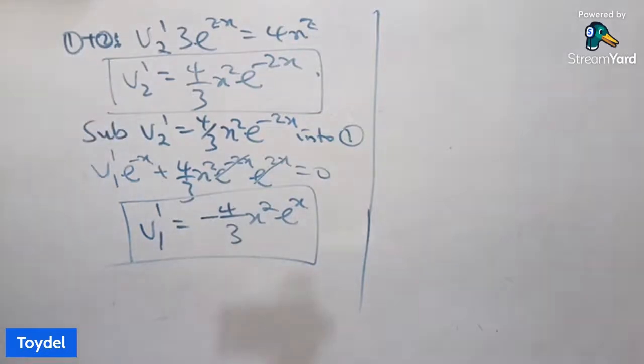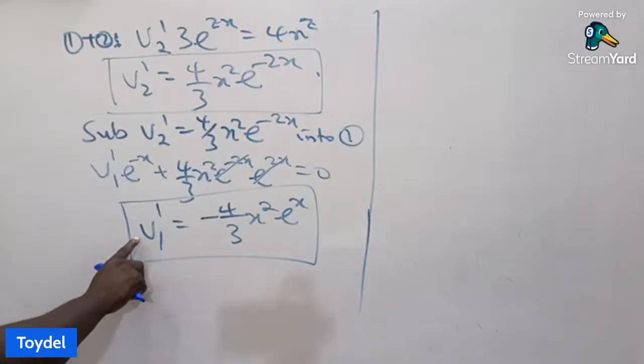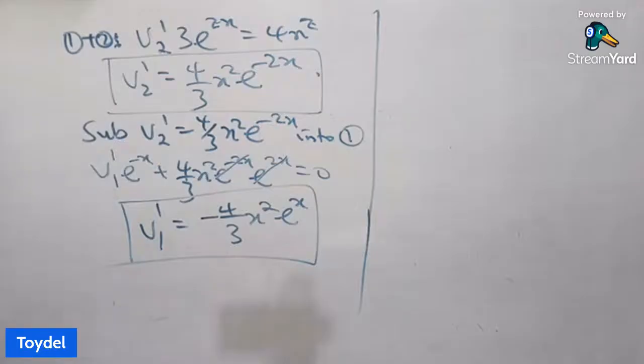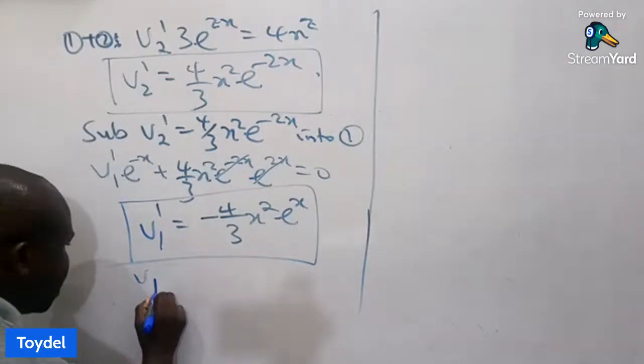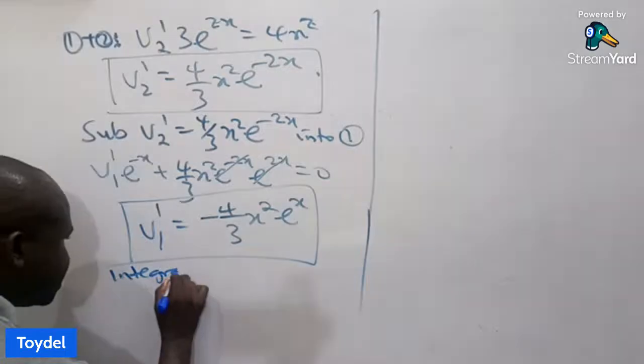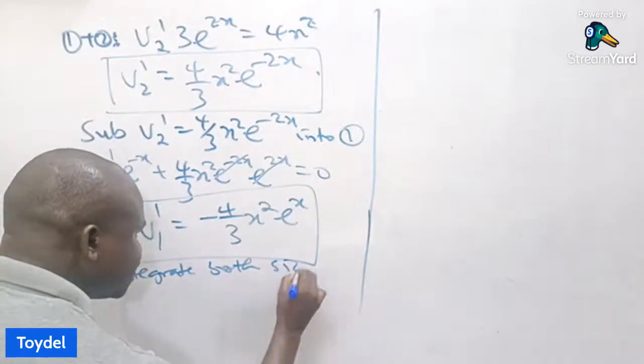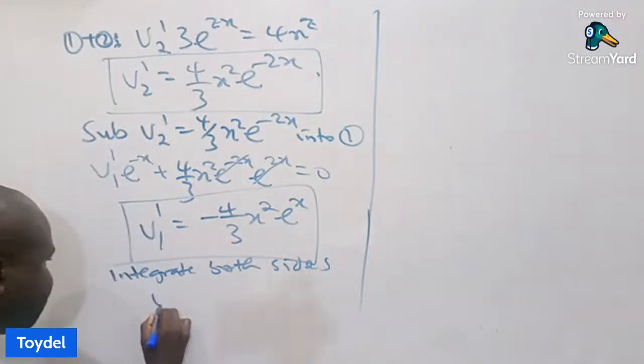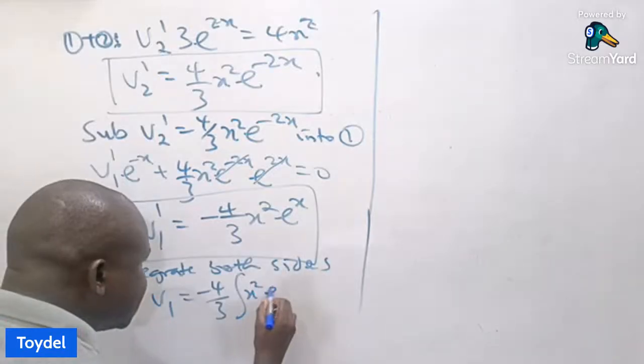We are required to find v1 and v2, not v1 prime and v2 prime. But since we know v1 prime and v2 prime, the only thing is that we just integrate to be able to get them. If I want to get v1, I will integrate this solution. Once I integrate this, I'll get v1. So I integrate both sides, and I get v1 equal to minus 4 over 3 integral x squared e to the x dx.